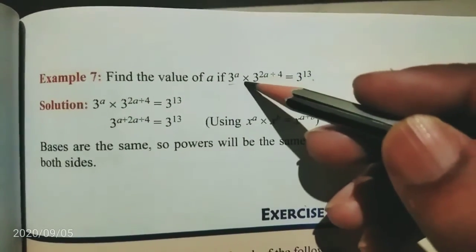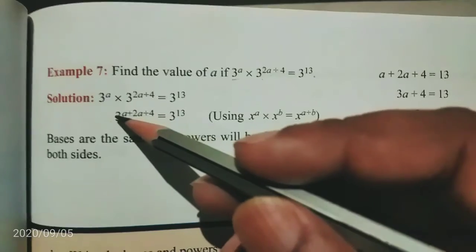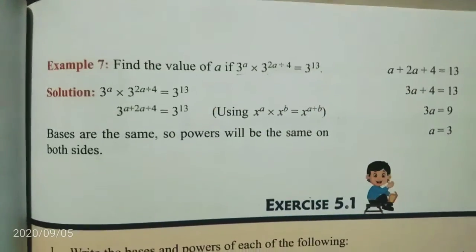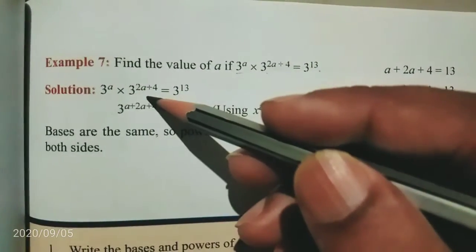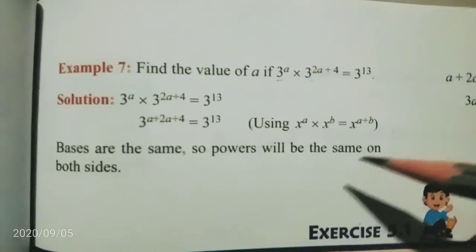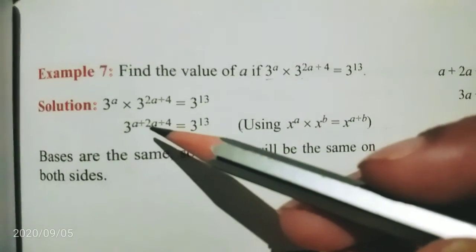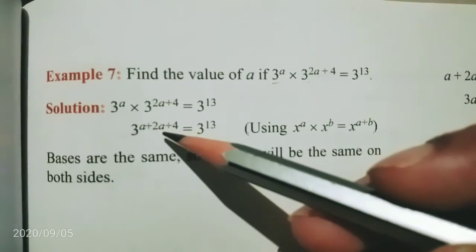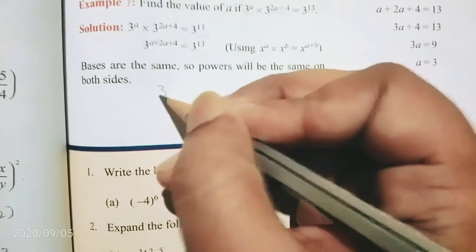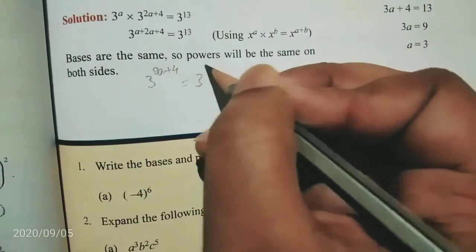When the bases are the same and they are in multiplication form, then the powers are added together. So here it is written like this: 3 to the power a plus 2a plus 4, that means the powers are added. This is the LHS, left hand side, and this is the RHS. So it is written as it is, 3 to the power 13. Now add all the things. 2a plus a is 3a plus 4. So 3a plus 4 is equal to 3 to the power 13.